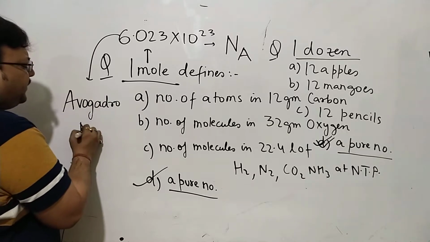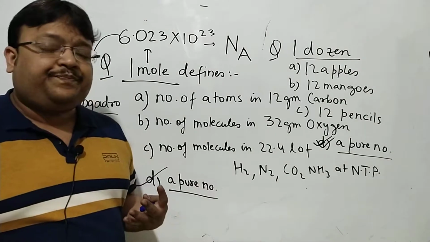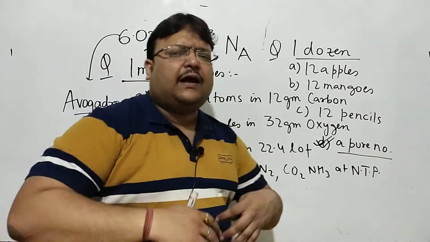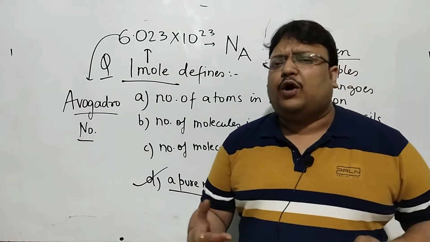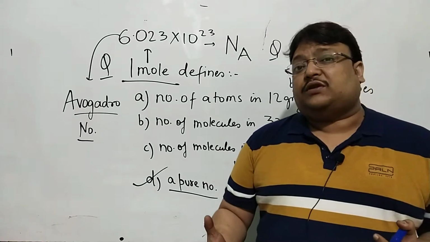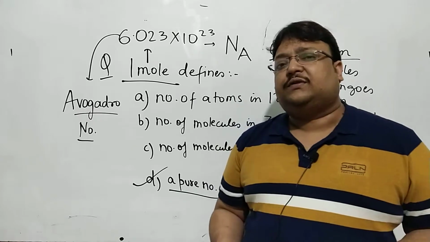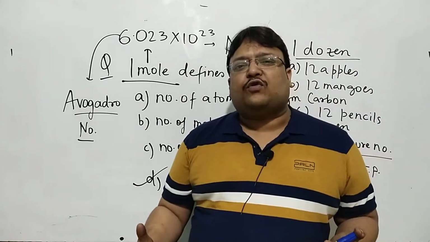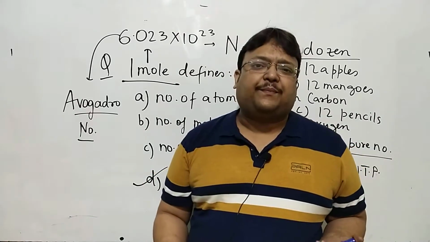An interesting fact being, although it's called the Avogadro number, this number was not given by Avogadro, because Avogadro's hypothesis was very early in the beginning of the 19th century. Avogadro came with the concept of molecules, and the hypothesis was that equal volumes contain the same number of particles, which we now call molecules. It was a hypothesis. This number came much after Avogadro's hypothesis, almost 30 to 40 years after.